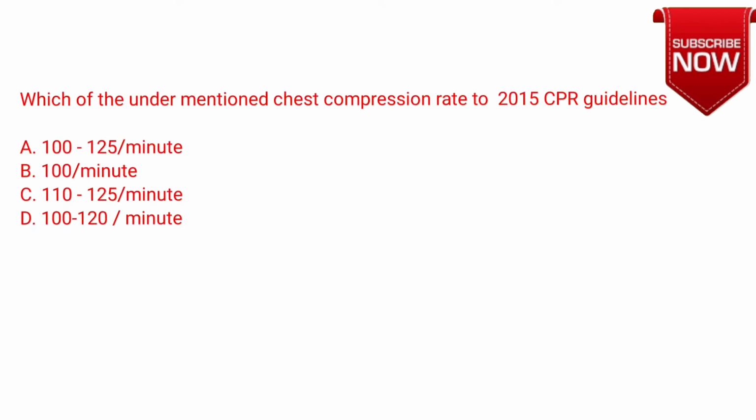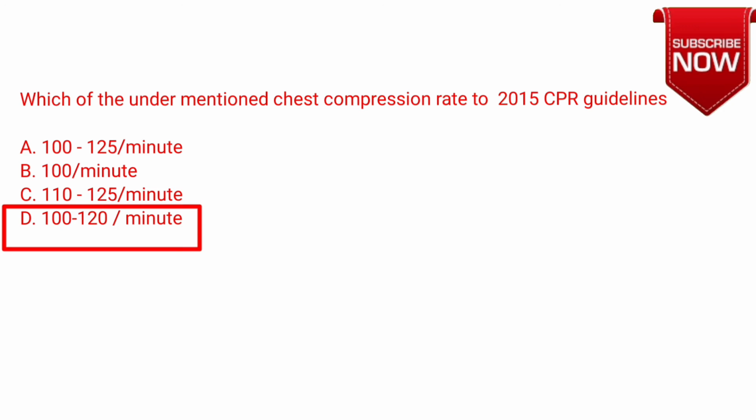Which of the undermentioned is the chest compression rate according to 2015 CPR guidelines? Option A, 100 to 125 per minute. Option B, 100 per minute. Option C, 110 to 125 per minute. Option D, 100 to 120 per minute. The answer is option D, 100 to 120 compressions per minute.